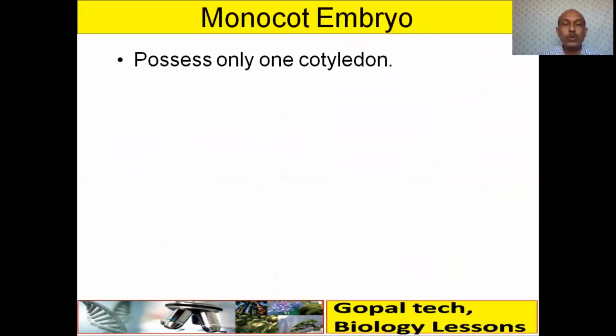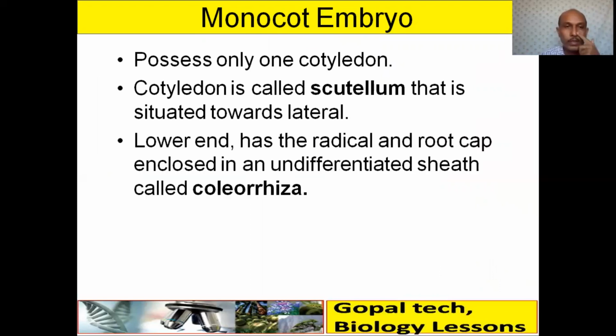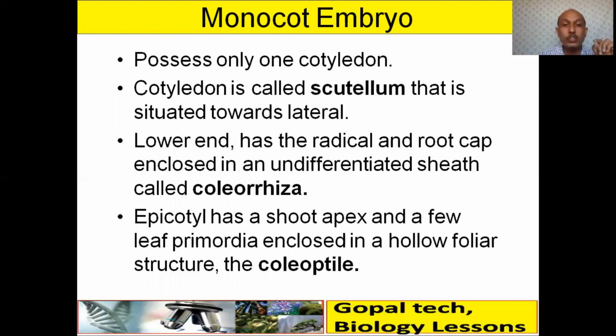Monocot embryo possesses only one cotyledon, that is called the scutellum. The cotyledon is called the scutellum, that is situated towards the lateral side. It will be lateral. The lower end has the radicle and root cap enclosed in an undifferentiated sheath called the coleorhiza. Rhiza means root, coleorhiza. The epicotyl has a shoot apex and a few leaf primordia, that is, from there the leaves will develop further, enclosed in a hollow foliar structure, that is the coleoptile. The difference between coleorhiza and coleoptile will come in the exam. Okay, so you can write this.